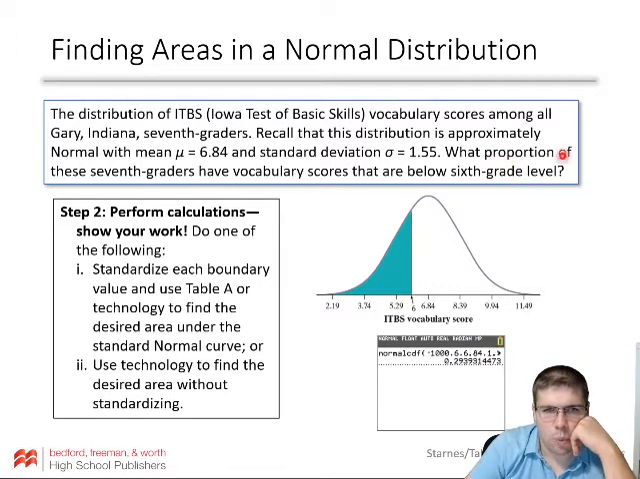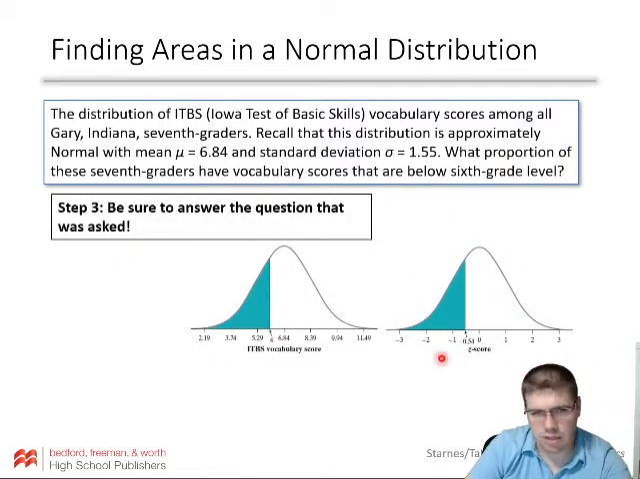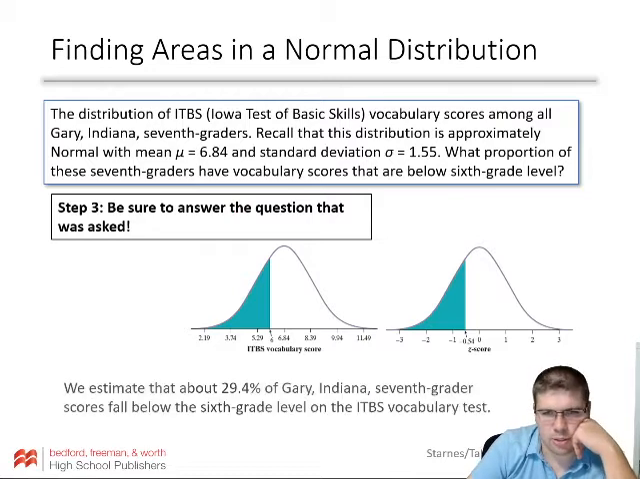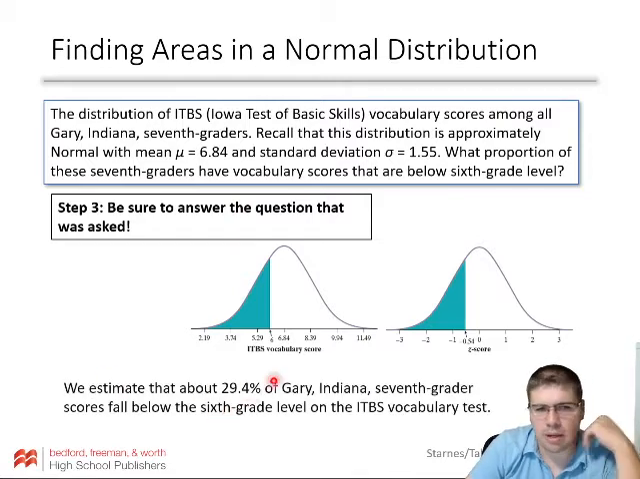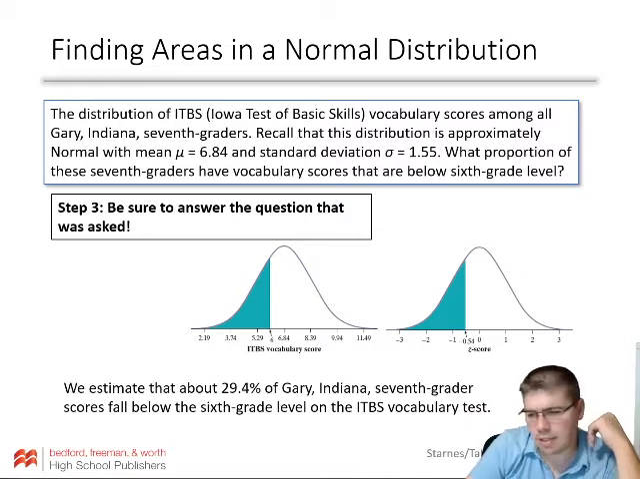The question was, what proportion of these 7th graders have vocabulary scores that are below the 6th grade level? Then we want to actually write down our answer, and our answer would look something like this. We estimate about 29.4% of Gary, Indiana 7th graders' scores will fall below the 6th grade level on the ITBS vocabulary test.